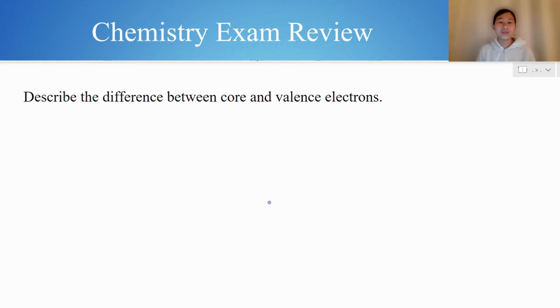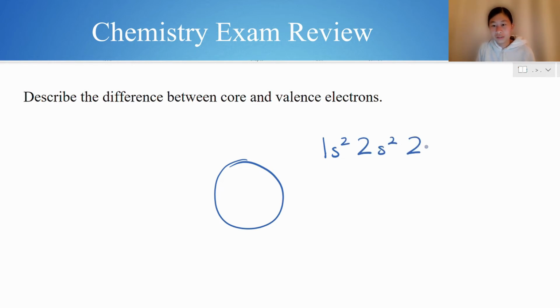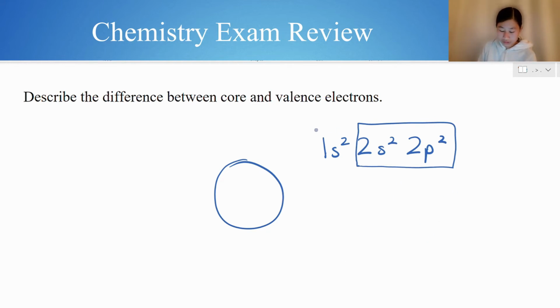Describe the difference between core and valence electrons. Let's imagine an atom. Alright, and let's also think about electron configuration and noble gas configuration. For this example, let's take the electron configuration of carbon. So carbon has 6 electrons, so its electron configuration is 1s2, 2s2, and 2p2. Valence electrons are just the electrons in the outermost shell of an element. So for this, the electrons in shell number 2, or level 2, would be the valence electrons because they are in the outermost shell. The core electrons are part of the noble gas that came before carbon.